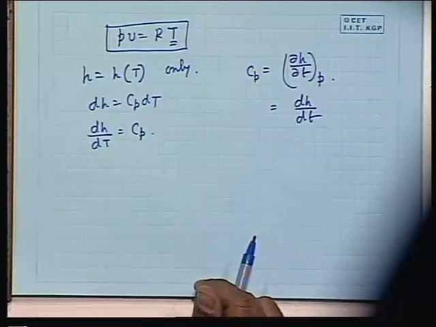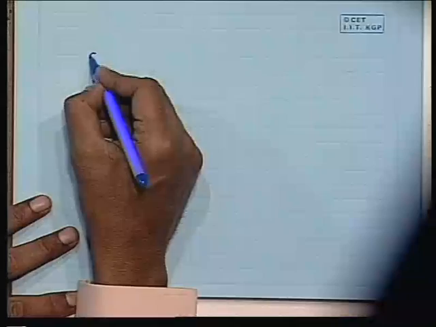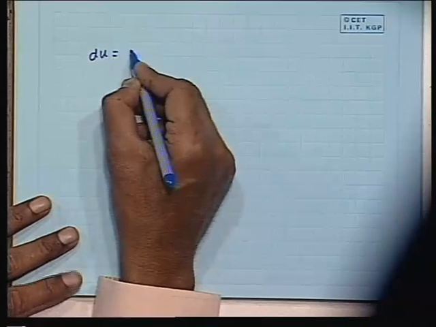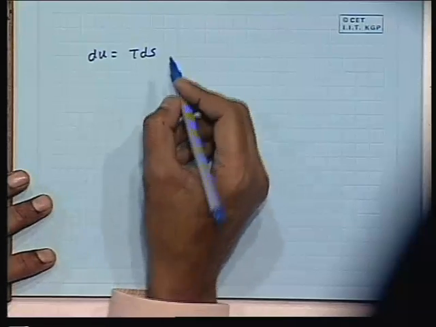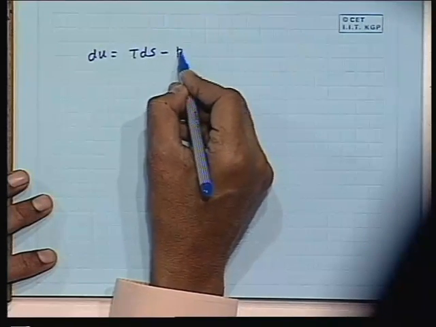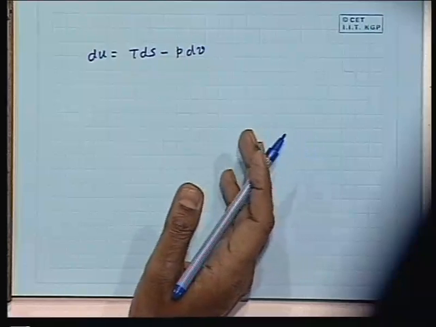Similarly, we can show that U is also a function of temperature. How to do it? In this case, you have to write dU. You start with dU. What is this equation? Another fundamental and most popular expression is TdS equals dU plus PdV. This is a property relationship.